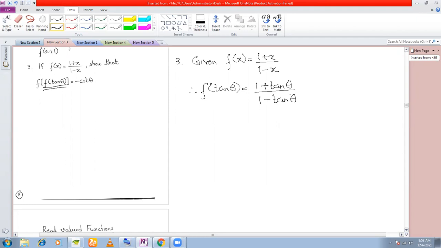Now since you have replaced x by tan theta, you need to find out f of f(tan theta). Therefore, f of f(tan theta) is the same as, what is the value of f(tan theta) we have found out above? f(tan theta) is 1 plus tan theta by 1 minus tan theta. And what is the value of f(x) here? 1 plus x by 1 minus x. So now you replace x by 1 plus tan theta by 1 minus tan theta.